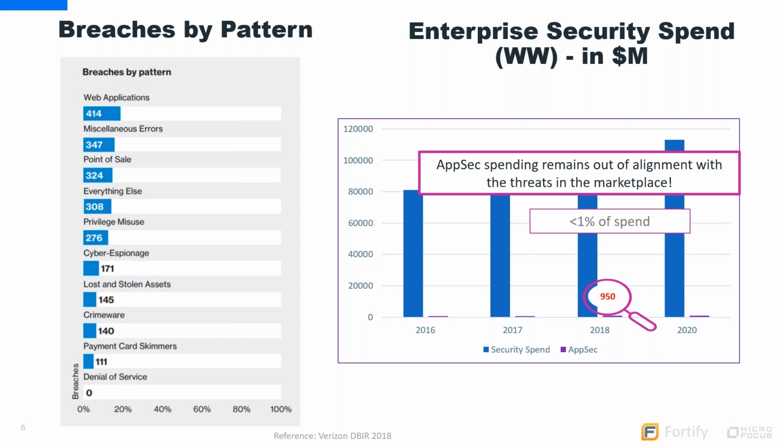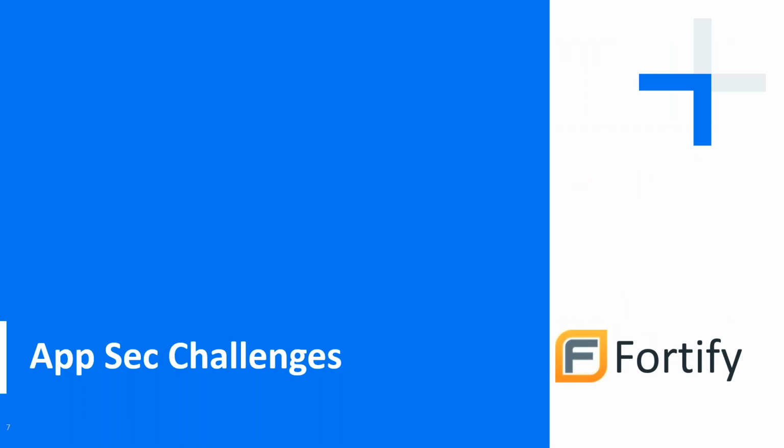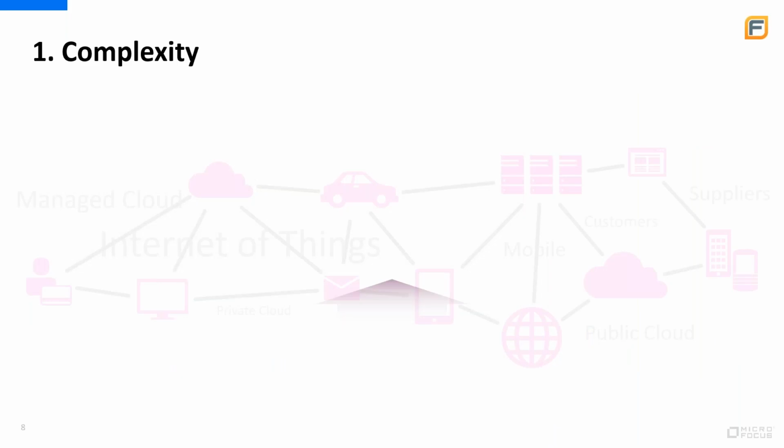So why is this? Most of these organizations know this is important. They've seen the data, but a lot of them aren't doing a whole lot. And why is that? What are some of the challenges that prevent them from implementing a successful AppSec program? Really, it comes down to three main things. The first is complexity of code.